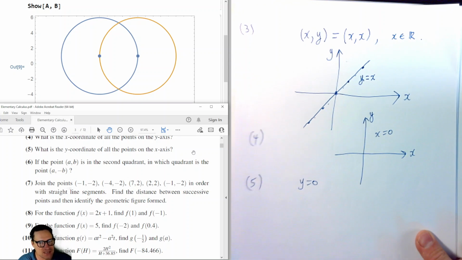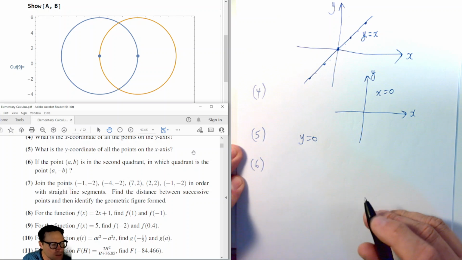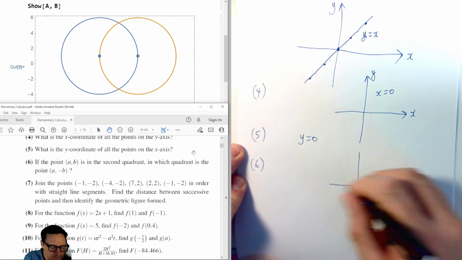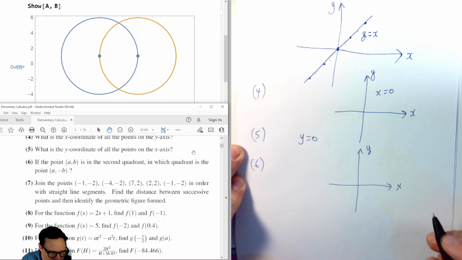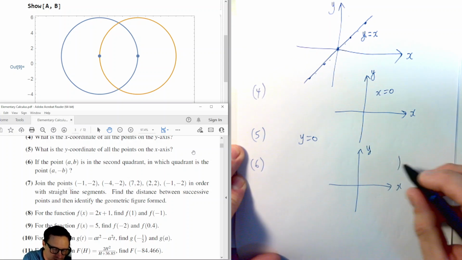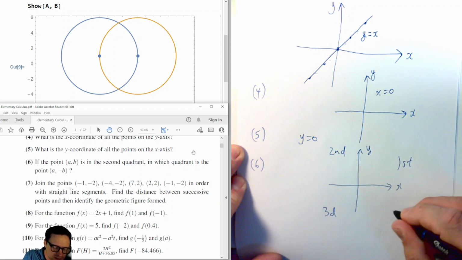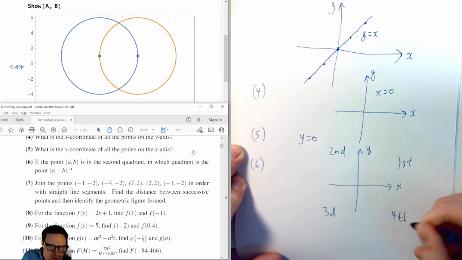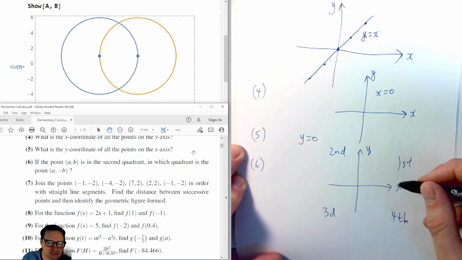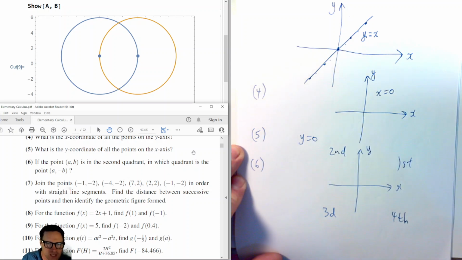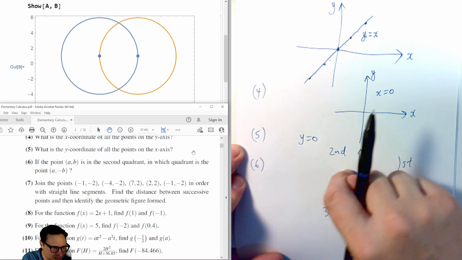Okay, question 6. If the point (A, B) is in the second quadrant, so this is the first quadrant, this is the second quadrant, this is the third quadrant, and this is the fourth quadrant. We go counterclockwise from the positive end of the x-axis when we count these quadrants. We have 4 quadrants. Okay, this is the second quadrant.